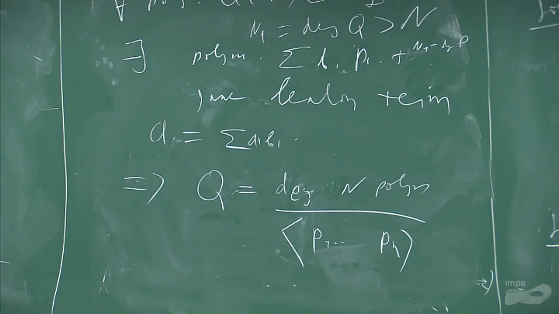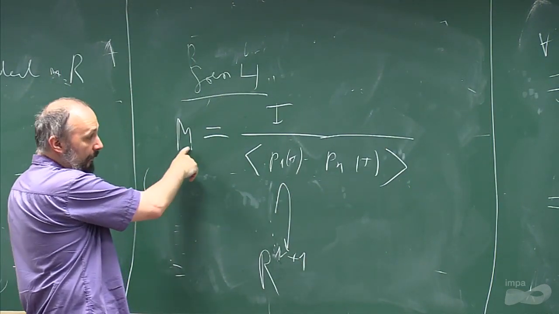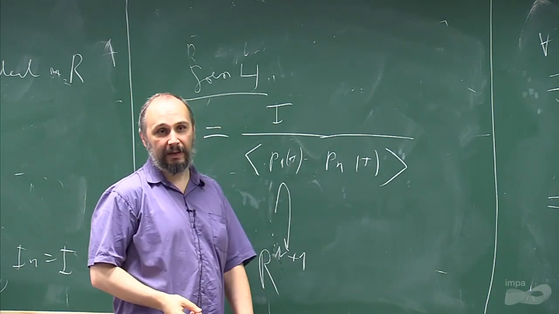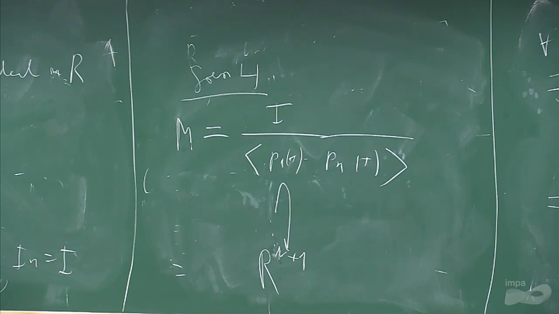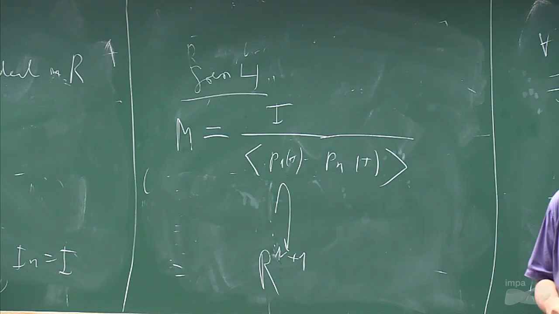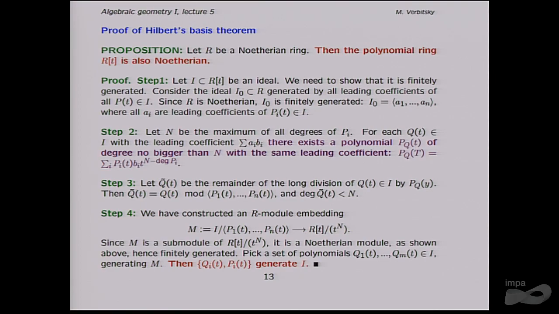Okay, so this is a submodule here. It's Noetherian by assumption. It's finitely generated. So we take generators of this M and add P1 up to Pn. This would give you generators of this ideal. So we obtain that every ideal is finitely generated. This gives you the Hilbert basis theorem. I did it slightly fast because almost everybody knew that. So if you have any questions, we can ask. But otherwise, I think I'm done.